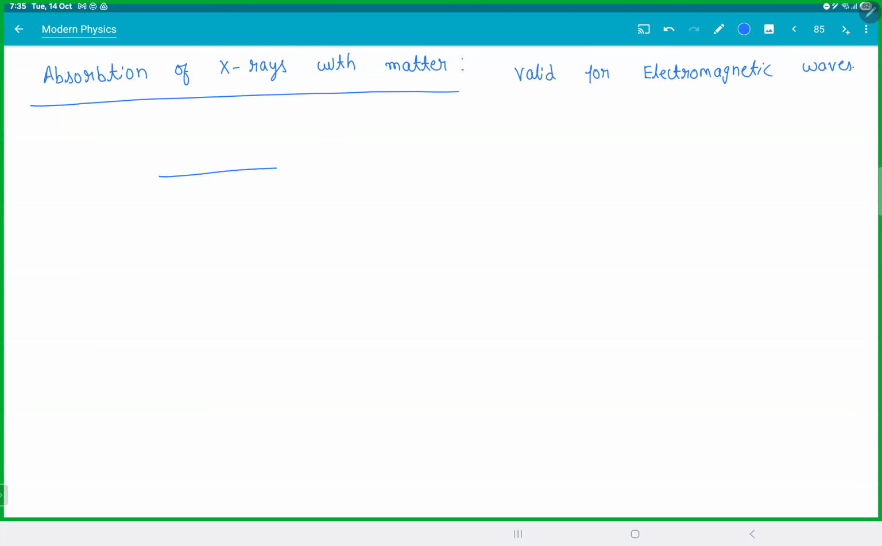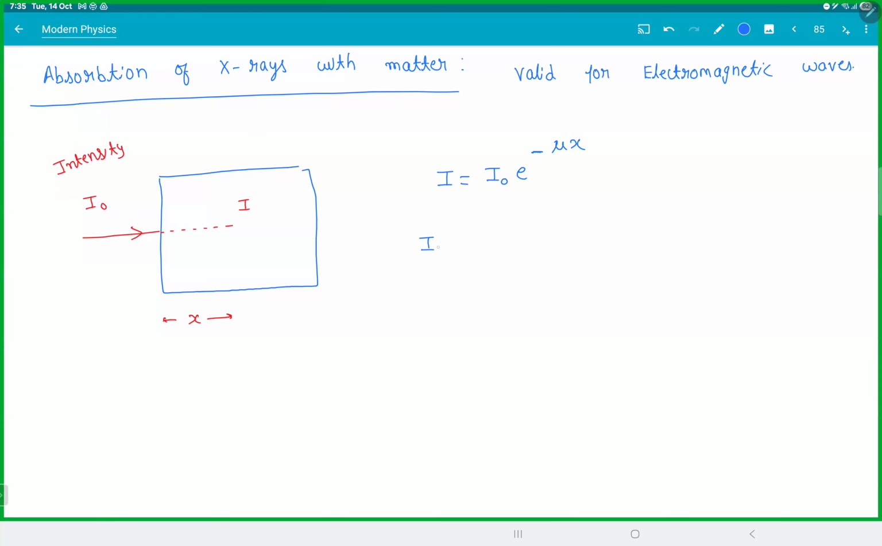So what this says is, if you have a slab and you shine X-rays onto it, the initial intensity, as these X-rays pass through the material, starts getting absorbed. The intensity keeps decreasing, let the distance be X. The formula is I is equal to I naught into e power minus mu X. Where I is, that's it, you just need to know that formula. Intensity of X-rays after traveling distance X.